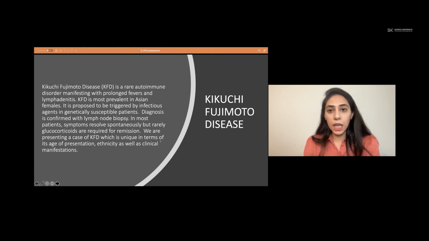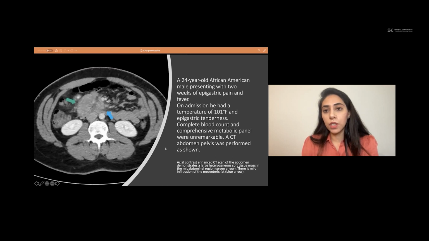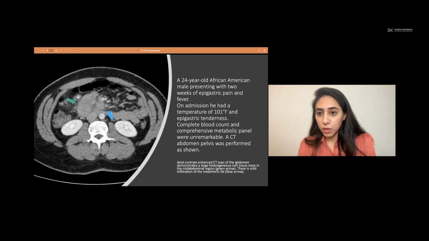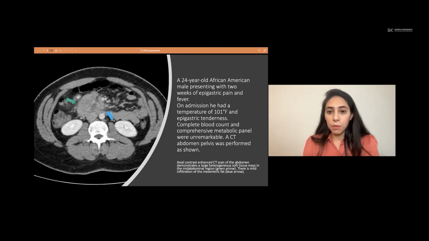So going into the case, this is a 24-year-old African-American male who came in with 2 weeks of epigastric pain and fever. On admission, his vitals showed a temperature of 101 degrees Fahrenheit, and on exam, he had epigastric tenderness. We did a complete blood count and comprehensive metabolic panel, which was unremarkable. The CT abdomen was performed, and it is shown here.